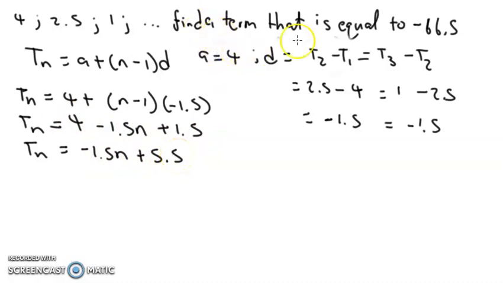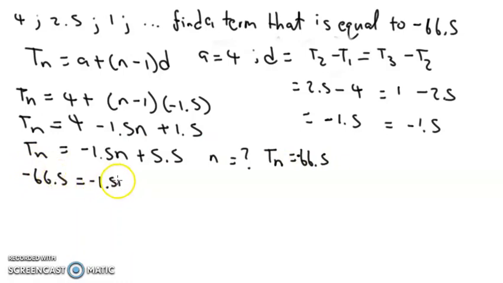So they're asking us to find a term that is equal to negative 66.5. So they want n that is equal to the term negative 66.5. So what we're going to do is substitute negative 66.5 here and solve for n. Negative 66.5, we're going to take this 5.5 to the left. Its sign is going to change, it's going to become negative, and it's going to be equal to negative 1.5n on the right.